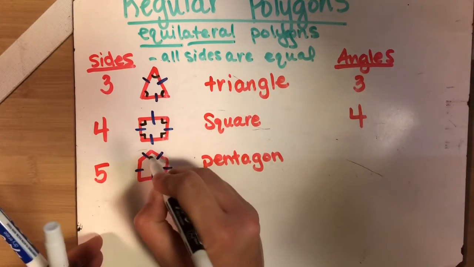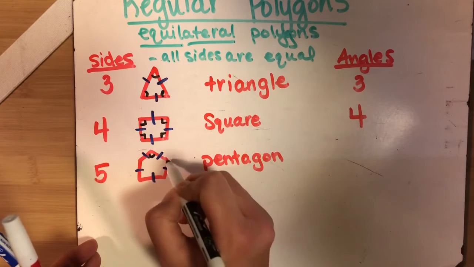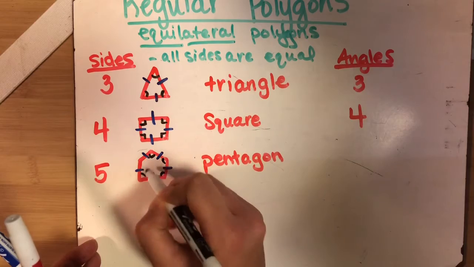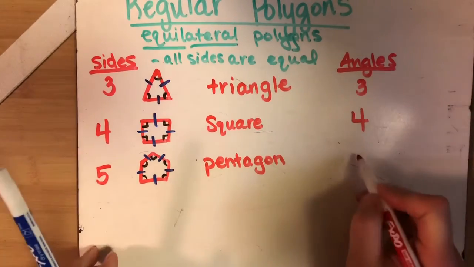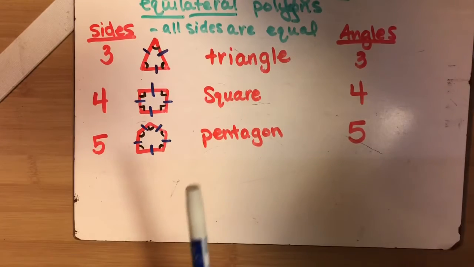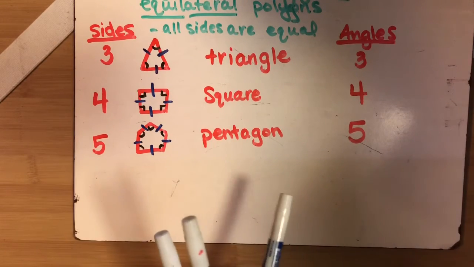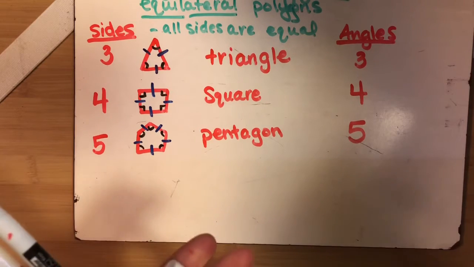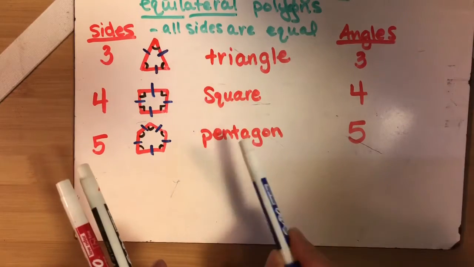And a pentagon has 5 angles inside of it because it has 5 sides. So it has 1, 2, 3, 4, 5 angles. Yes, I do expect you to know all of these shapes that I am teaching you. I expect you to know how many sides they have, how many angles they have, and what they are called. So you're going to have to memorize what these shapes are called.